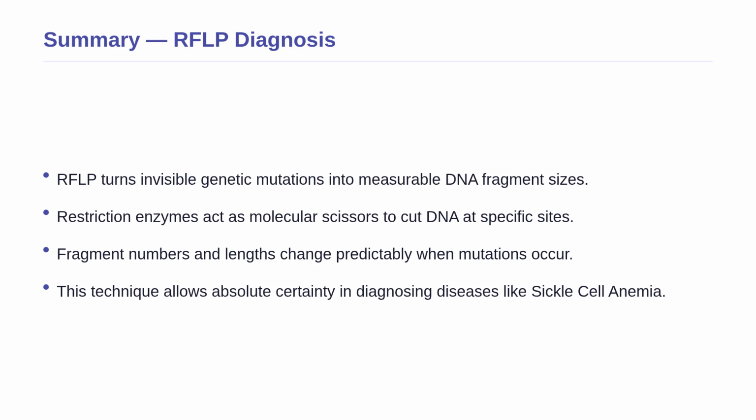Finally, we saw that when a mutation alters a cutting site, the fragment lengths change, allowing doctors to diagnose severe genetic diseases like sickle cell anemia with absolute certainty. You now have a complete foundational understanding of how molecular biologists read the hidden barcodes of our DNA. Great job!